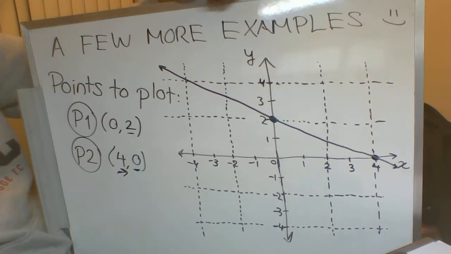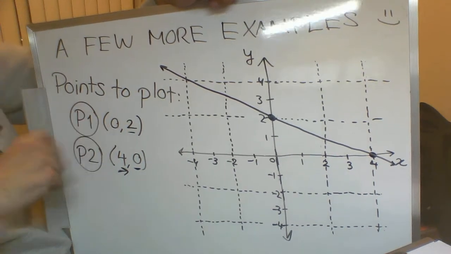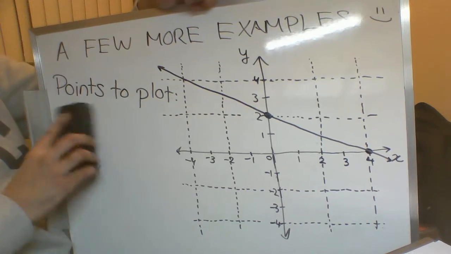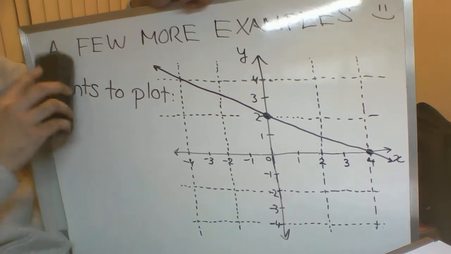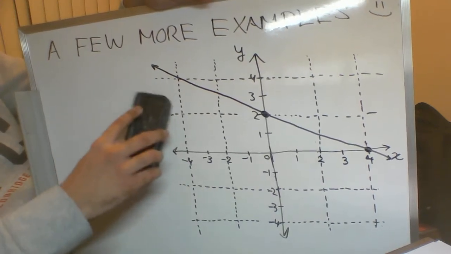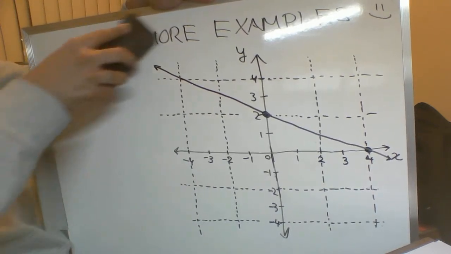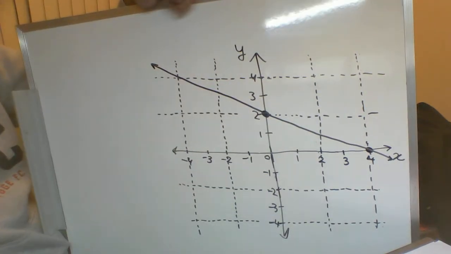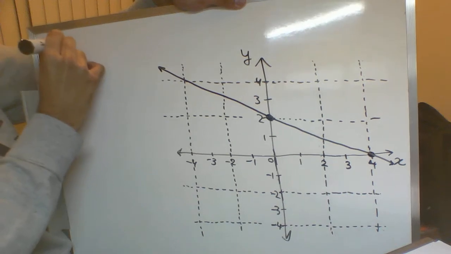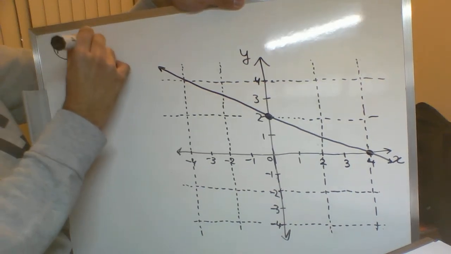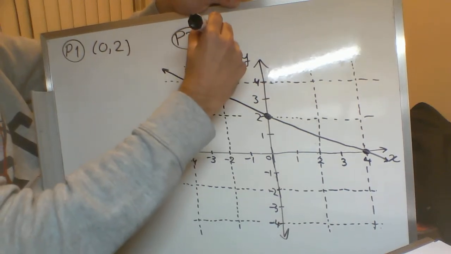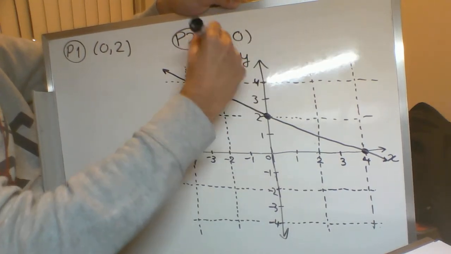Now, I think I can get rid of this bit on the points to plot, so let's do that. But what I will do is, just to help us find the slope and stuff, I will rewrite the points up at the top, and I'll get rid of the title now, because we know we're doing a few examples. So let me put the points up here. So we have point 1 is 0, 2, and point 2 is 4, 0.